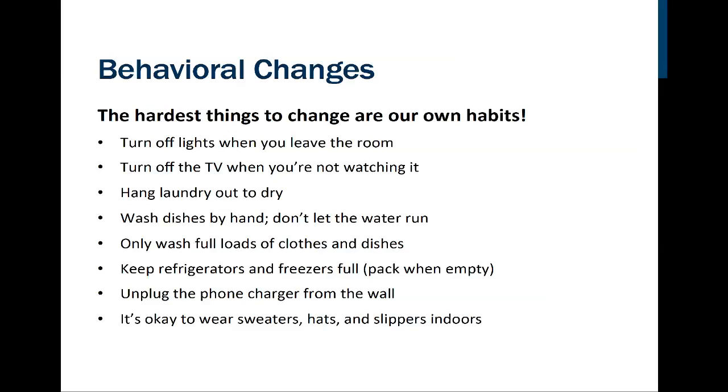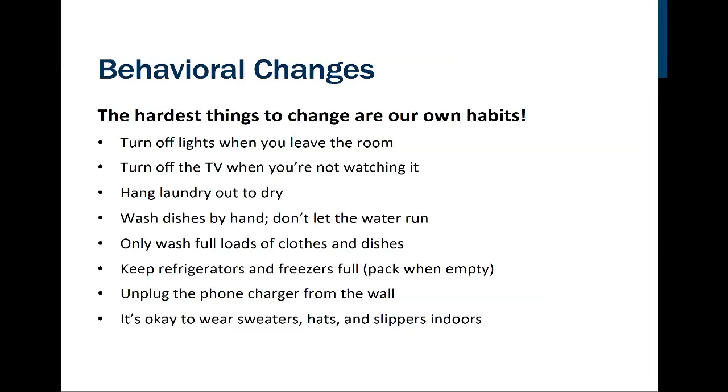Although these are the hardest things to change, our behaviors, they're also the free things, right? If I turn off a light when I'm not in the room, or the TV when I'm not watching it, or I hang my laundry out to dry. Or now there's some contention here as to washing dishes by hand is actually less expensive and uses less water than using a dishwasher. So that's one way to look at this.